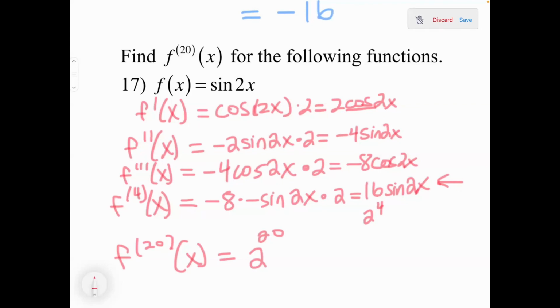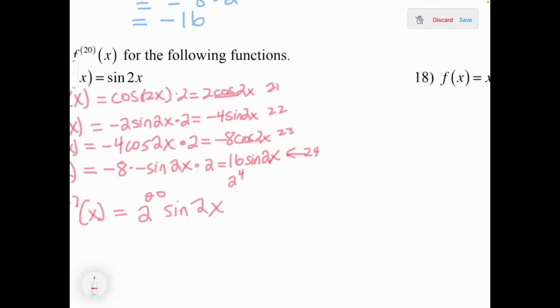If it was 21, we would be up here. 22 would be right here. 23 would be right here. And 24 would fall in the pattern right there, because 20 is a multiple of 4. We don't need to multiply 2 to the 20th power out.